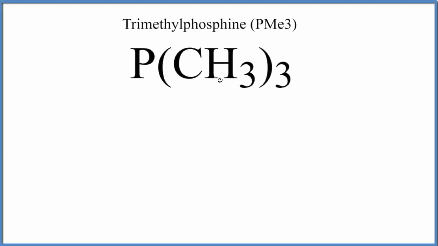In this video, we'll write the Lewis structure for PCH3, that's trimethylphosphine, also named PMe3, kind of cute. Let's start by counting up the valence electrons.